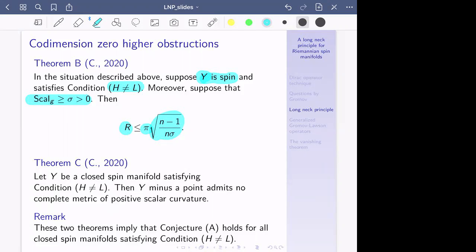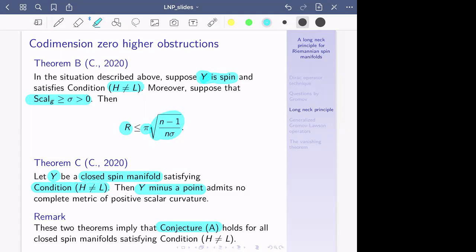Moreover, in theorem C, this proves that if Y is a closed spin manifold, again satisfying this condition H different from L, then Y minus a point admits no complete metric of positive scalar curvature. And now, if you put together those two theorems, we obtain that the conjecture A holds for all closed spin manifolds satisfying condition H different from L.